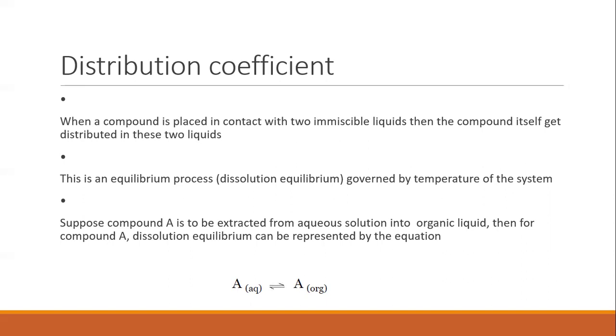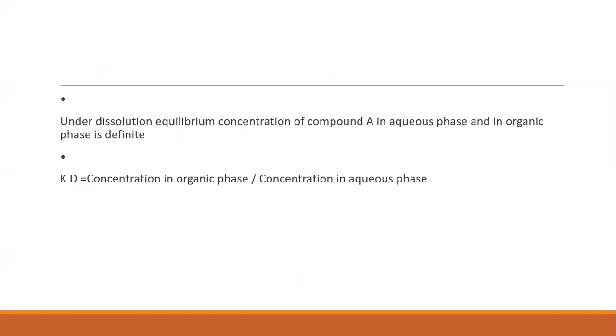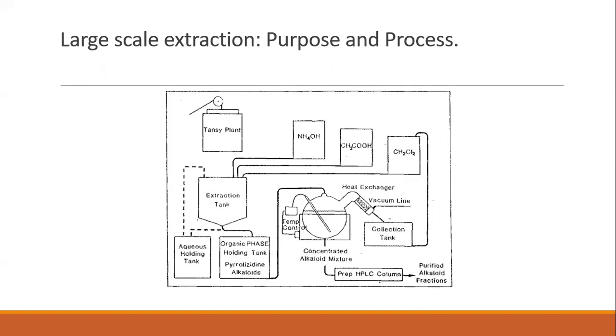Suppose compound A is to be extracted from aqueous solution into an organic liquid. Then for compound A, the dissolution equilibrium can be represented by the equation. This equation is basically for the equilibrium state. Under dissolution equilibrium, the concentration of compound A in the aqueous phase and in the organic phase is definite. That is, Kd is equal to the concentration in the organic phase divided by the concentration in the aqueous phase.